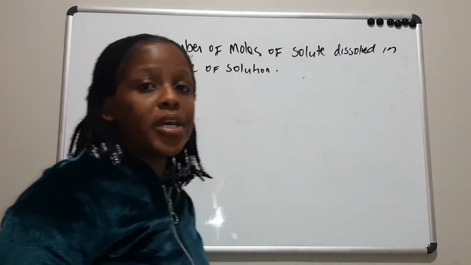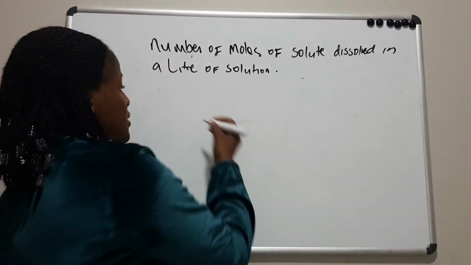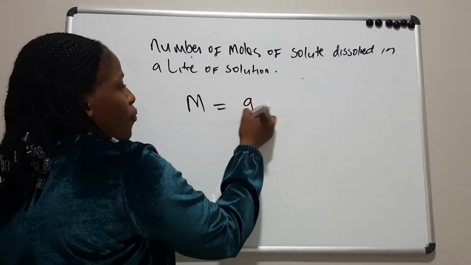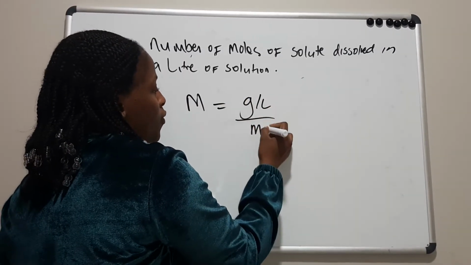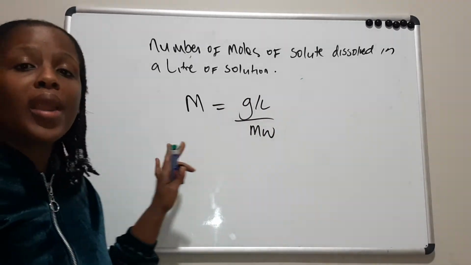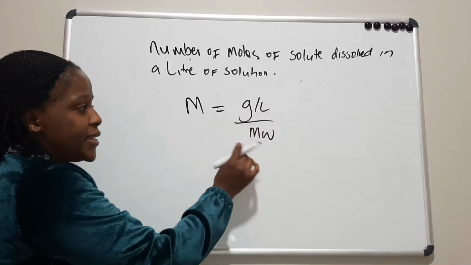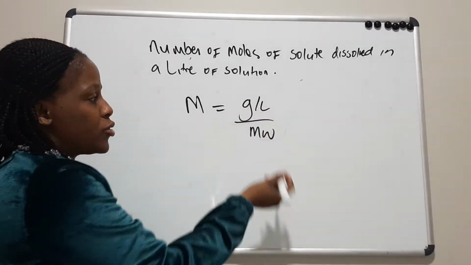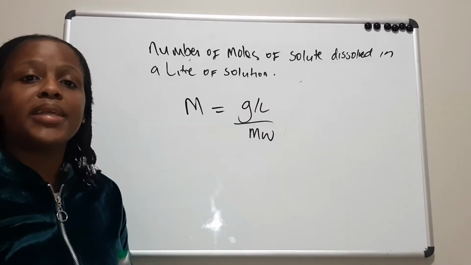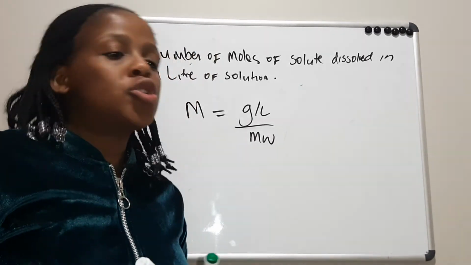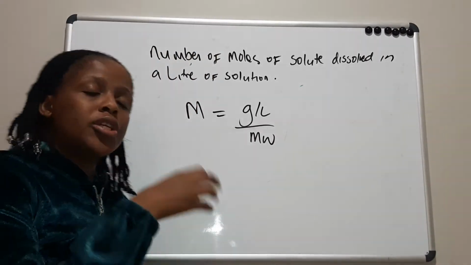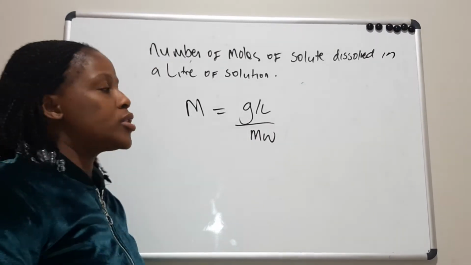The formula that we are going to use today is this one, whereby your molarity will be equal to grams per liter divided by the molecular weight. That MW will represent the molecular weight. So let's have an example so that you can see how we can use this formula.